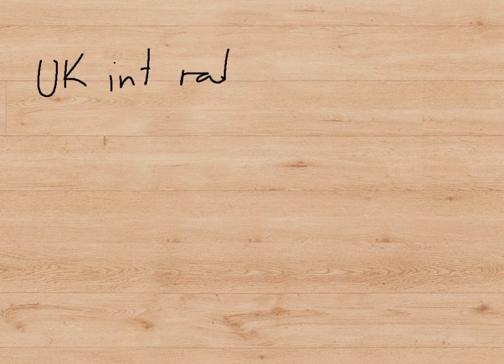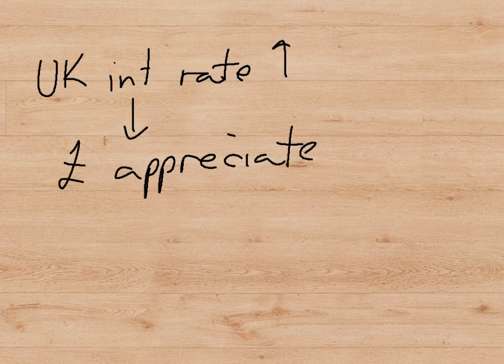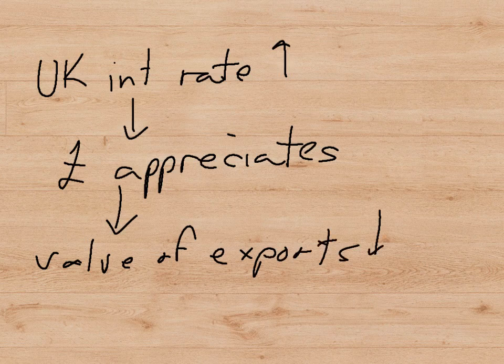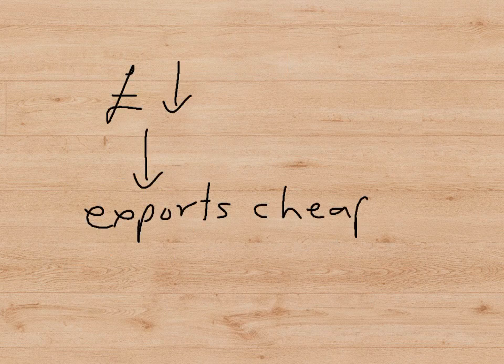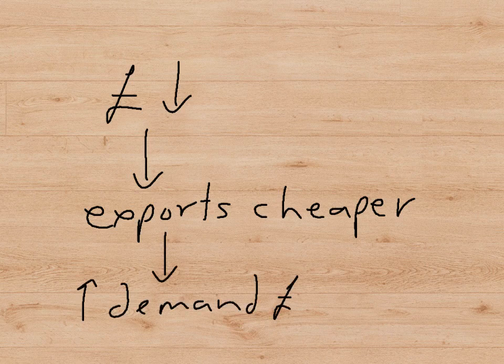Imagine that UK interest rates go up. Therefore, this will cause the pound to appreciate. The appreciation of the pound will cause the value of exports from the UK to fall. And as the value of exports declines, the demand for the pound will fall, because people are not buying so many of the country's exports, so they don't need so much of the country's currency. But as the pound falls, it will make exports cheaper for foreigners to buy. And so as exports become cheaper, there will be an increased demand for the pound, because people will want British pounds, and so the value of the pound will tend to rise again.